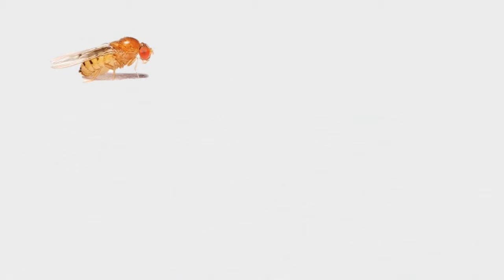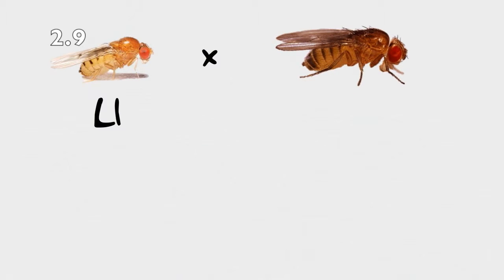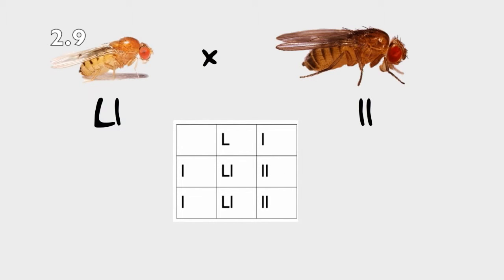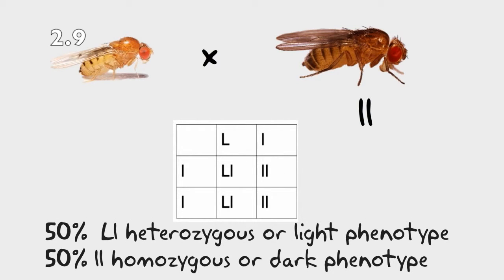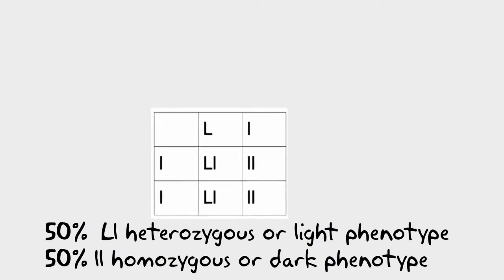If the lighter thorax is represented by big L, heterozygous, and the darker thorax is represented by little l, homozygous. As shown below in the Punnett square, the F1 generation will produce 50% light heterozygous phenotype and 50% homozygous dark phenotype.